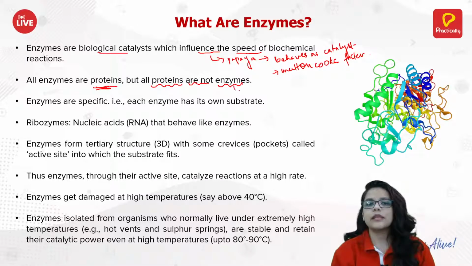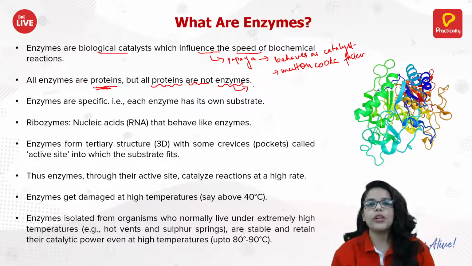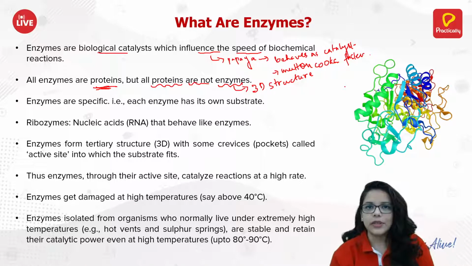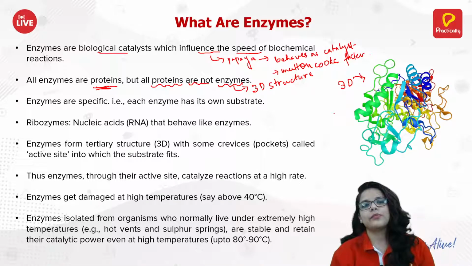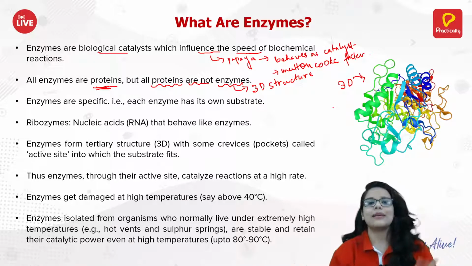So enzymes basically have a proper structure. They have alpha helices, they have beta pleated sheets, they have a proper 3D structure. When you want to draw it, it will almost look like this in a 3D drawing. Lots of amino acids coming together forming enzymes.